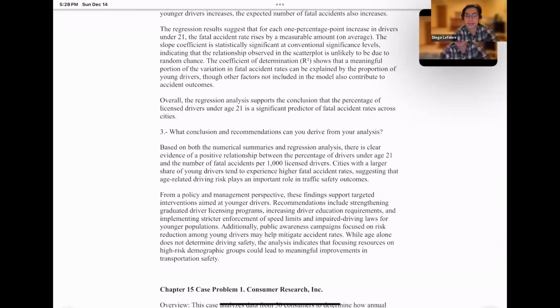We can recommend that, based on both numerical summaries and regression analysis, there is clear evidence of a positive relationship between the percentage of drivers under the age of 21 and the number of fatal accidents per 1,000 driver's licenses. We recommend strengthening graduated driver licensing programs, increasing driver education requirements, and implementing stricter enforcement of speed limits and impaired driving laws for younger populations. Additionally, public awareness campaigns focused on risk reduction among young drivers may help mitigate accident rates.